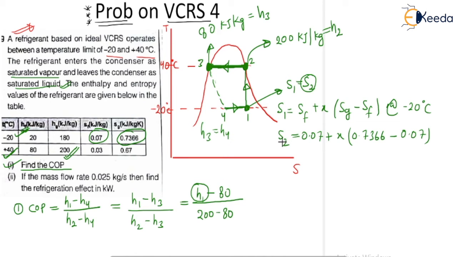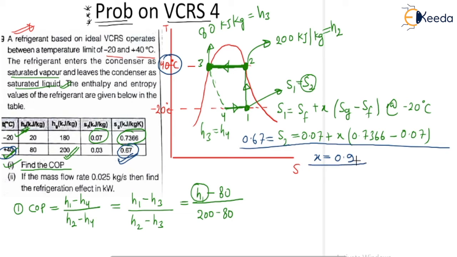And what is the value of S2? The value of S2 in the gaseous region over 40 degrees Celsius is 0.67. Is it right? So by this equation, the unknown value X can be calculated, and by using a calculator, the unknown value is 0.9.